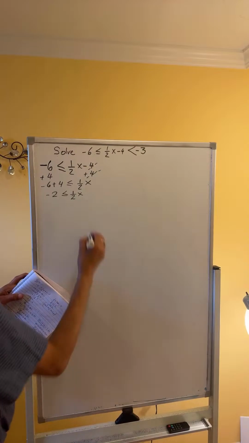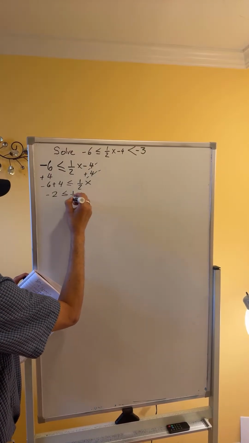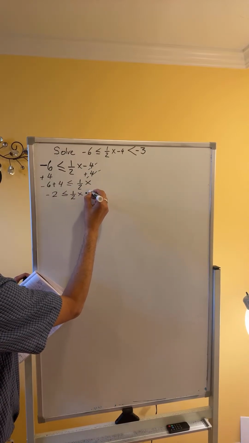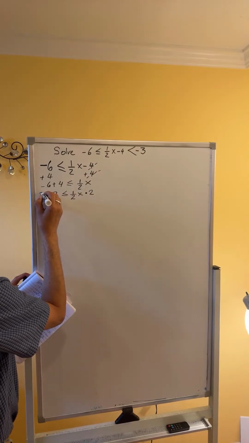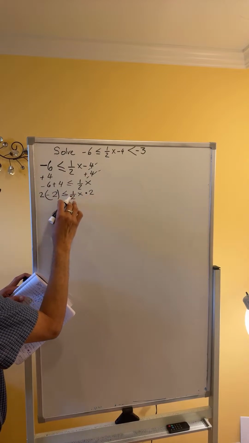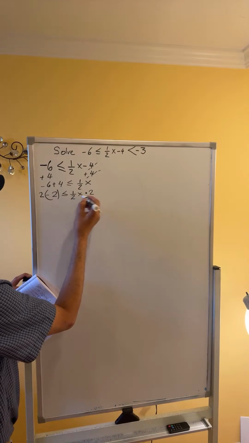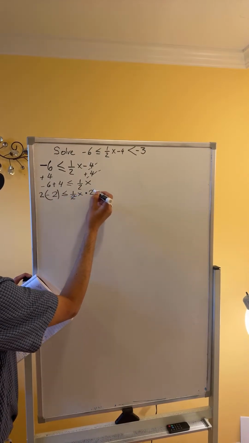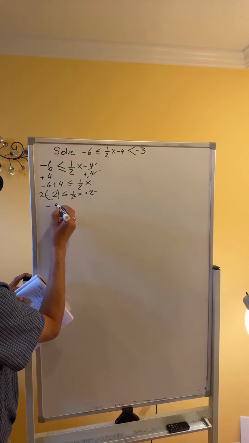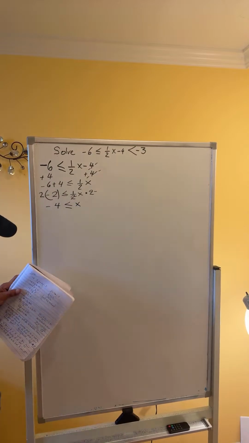Okay. Now we have to solve for x. X divided by 2. We have to remove the 2 from the denominator. So we multiply by 2 on both sides. What you do on one side of the equation or inequality, in this case, you have to do on the other side. When you multiply by 2 on both sides, this 2 cancels with this 2. And 2 times minus 2 is minus 4 less equal to x.